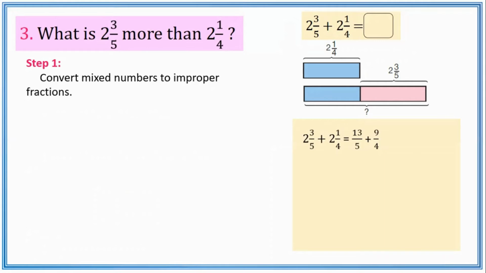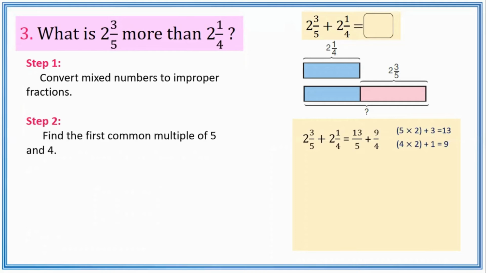So 2 and 3 out of 5 plus 2 and 1/4 is equal to 13 out of 5 plus 9 out of 4. So how did we get 13 out of 5? So it is 5 times 2 plus 3 is equal to 13. Copy the same denominator. And then how did we get 9 out of 4? So this is 4 times 2 plus 1 is equal to 9. And then we just copied the same denominator.